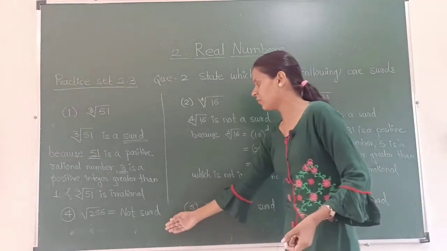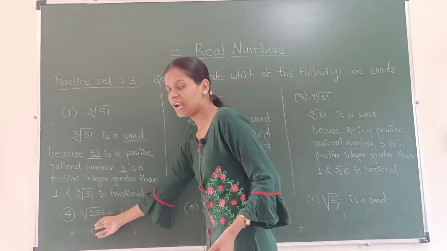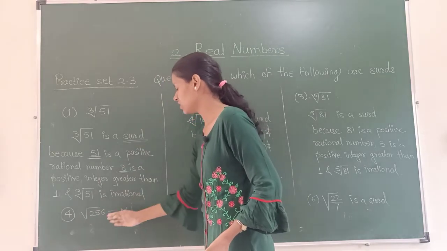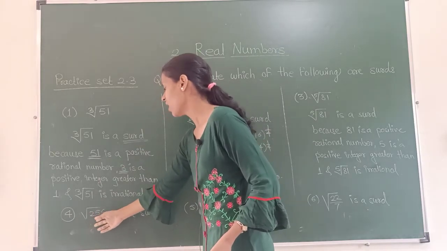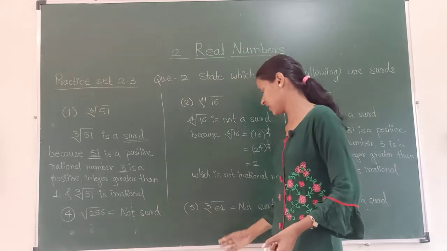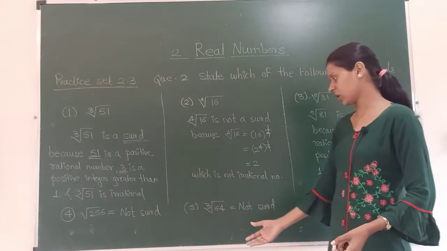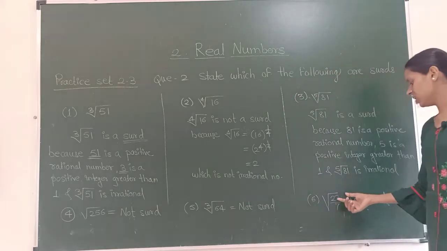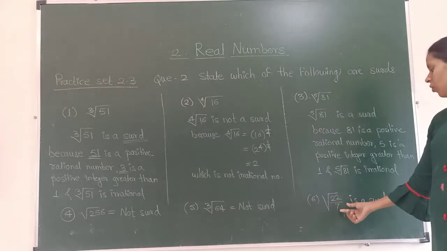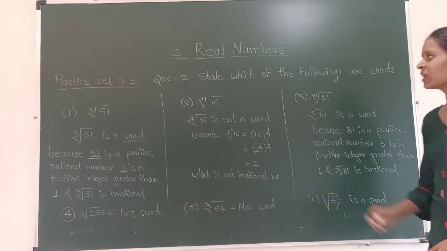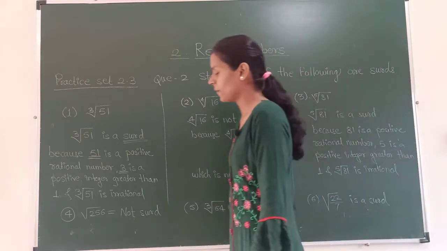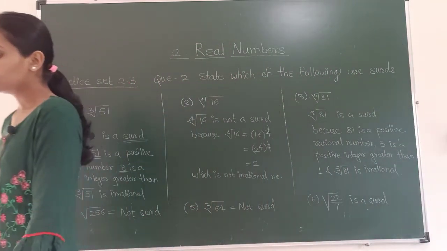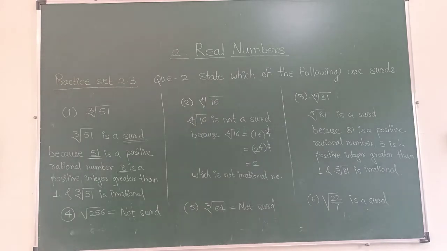Now similarly we have to explain for this. You will write it like this, with the justification, that is, under root of 256 is not a surd. I have told you whether it is a surd or not. 3 under root of 64 is not a surd, and here under root of 22 upon 7 is a surd. Okay, this is your question number 2 from practice set 2.3. If you want, you can take a screenshot and write it down in your notebook.